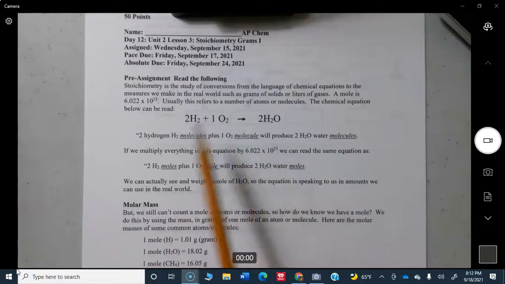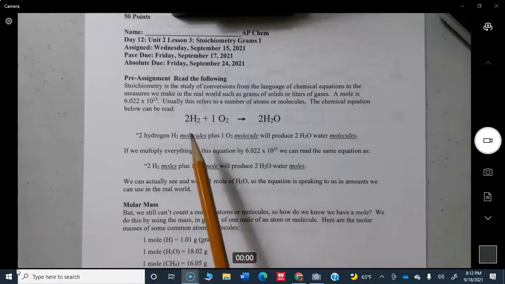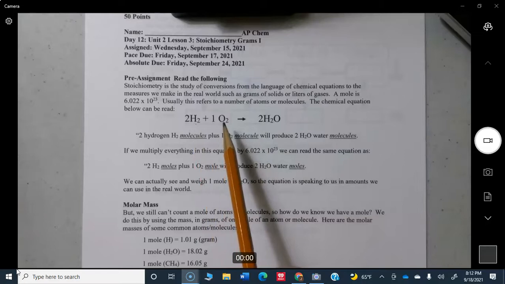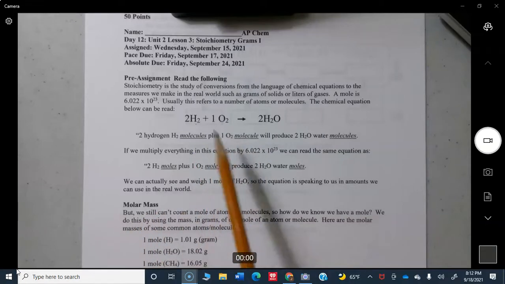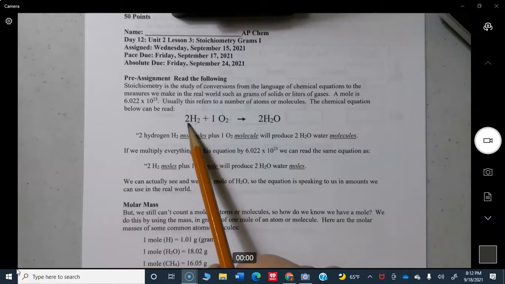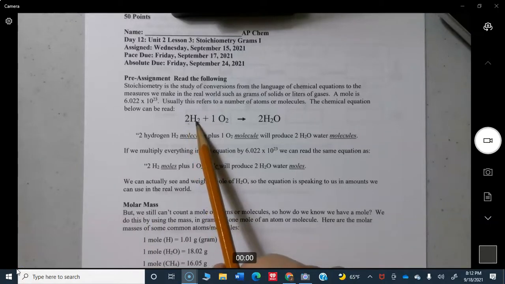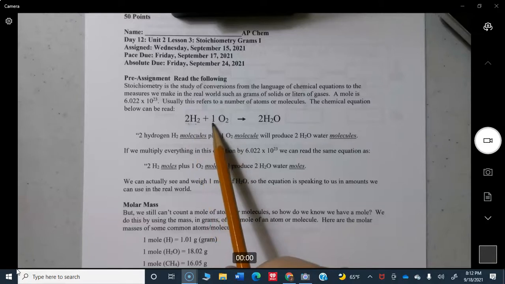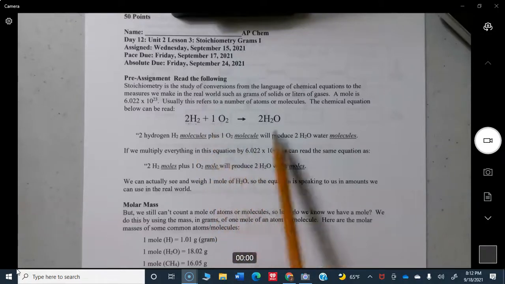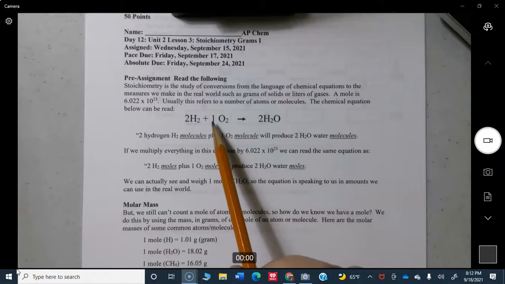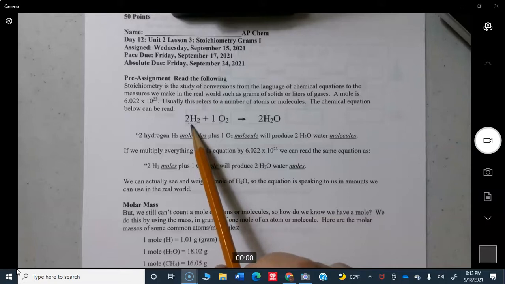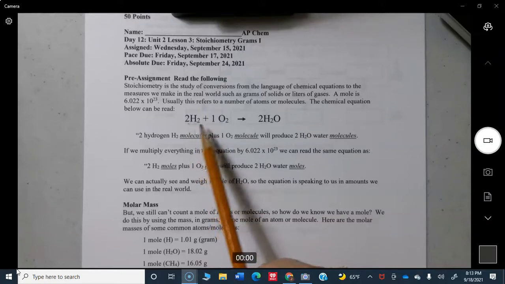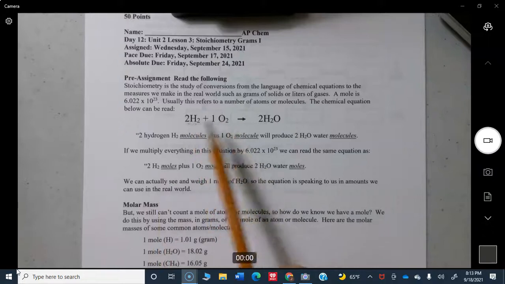Again, the way you want to think of these in general is as a relationship. I need twice as many molecules of hydrogen as I need molecules of O2. So if I need 2.6 molecules of H2, I need half that many, 1.3 molecules of O2. You could look at it in the other direction. If I have 5 molecules of O2, I need twice that many: 10 molecules of H2, or 10 moles of H2. So it's just a relationship, 2 to 1.